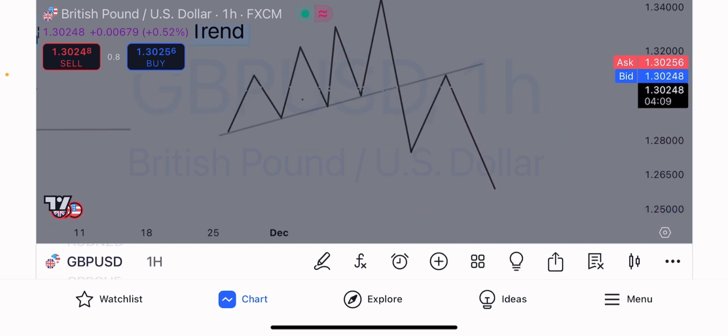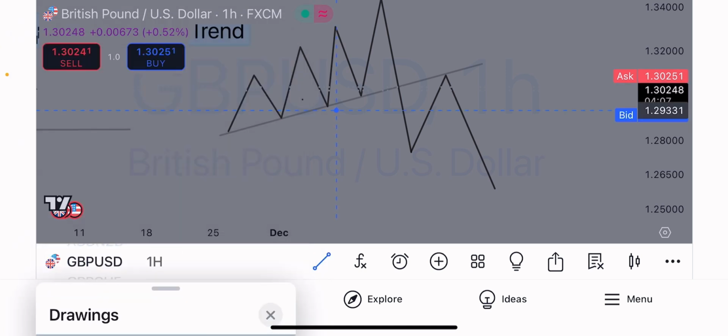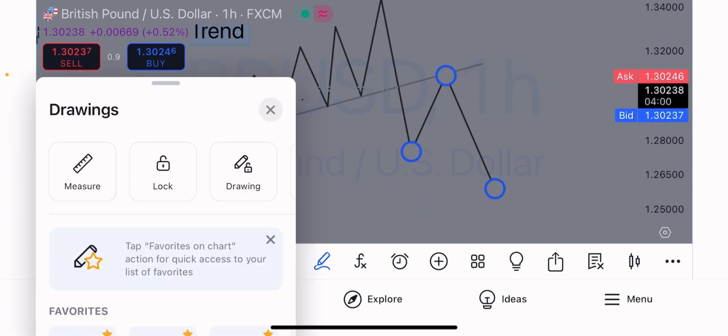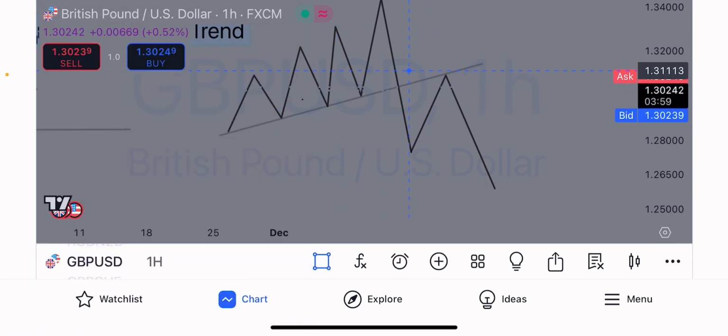This movement, this reversal, is what we call a retracement. This whole thing right here is what we call a retracement.